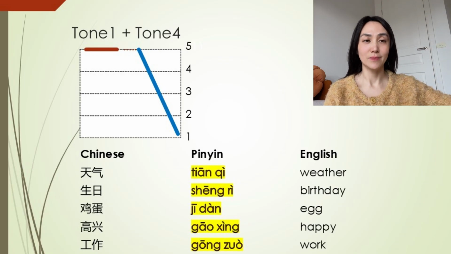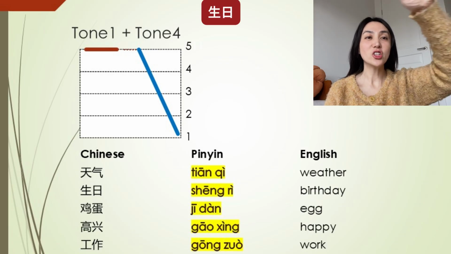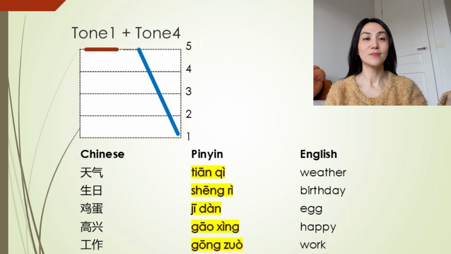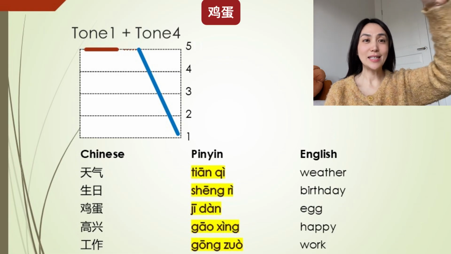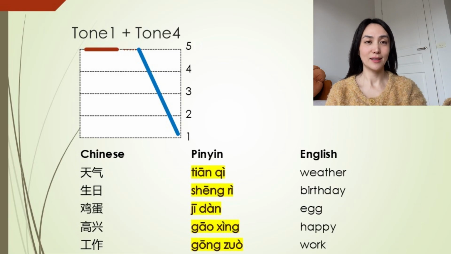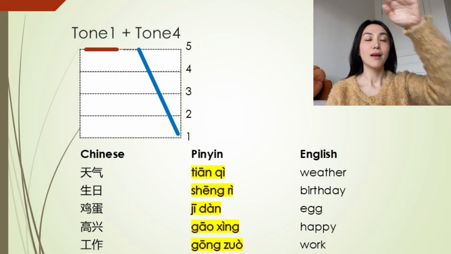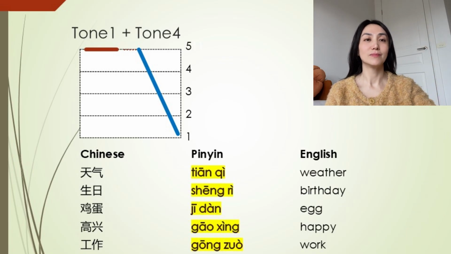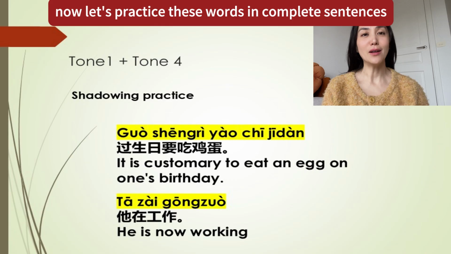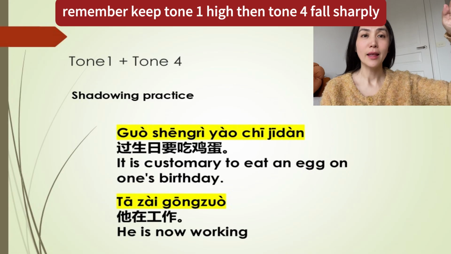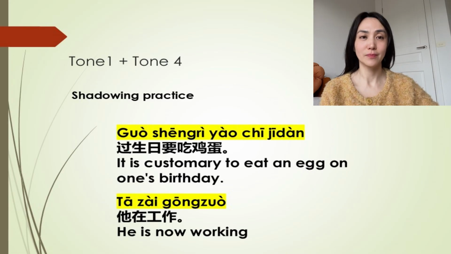天气，生日，鸡蛋，高兴，工作。Excellent! Now let's practice these words in complete sentences. Remember, keep tone 1 high, then tone 4 fall sharply. Now let's begin.